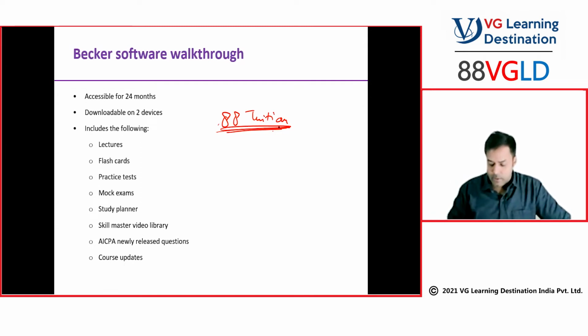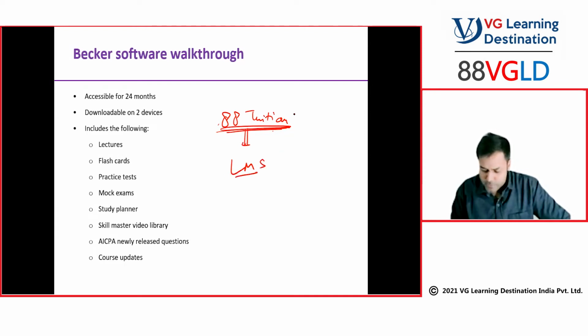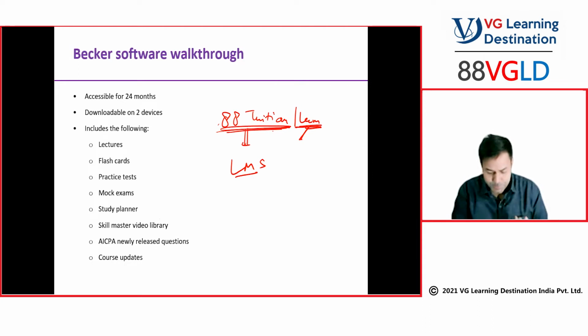In your Becker, it's as the LMS, 88 learning. Yes, 88 tuition or 88 learn. I'm not sure. Is it 88 learn? It's 88 learn then. Right. So this is the LMS for you. You guys can get the access on that.